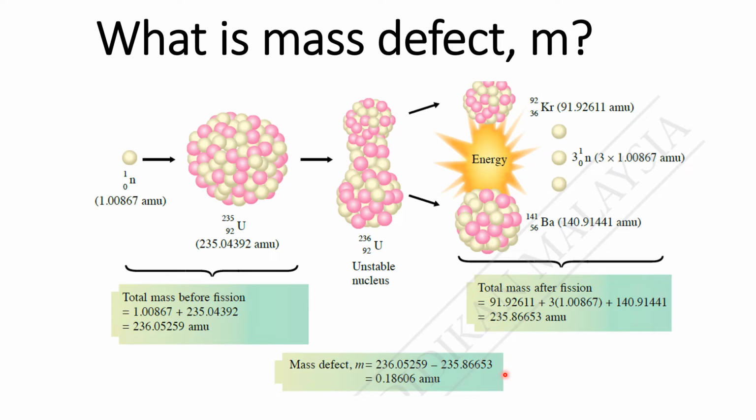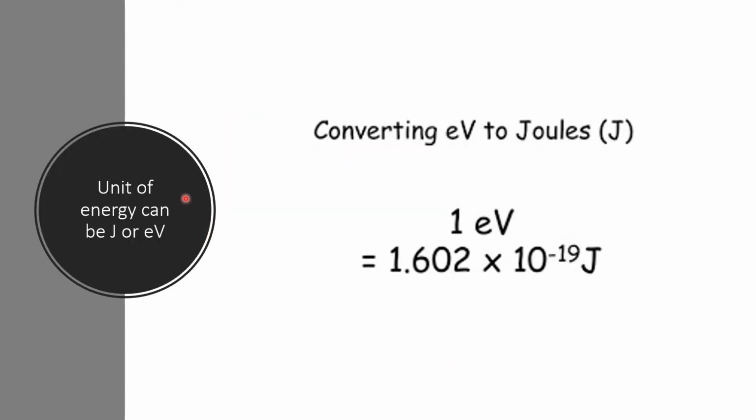When we talk about energy, I also need to introduce you to some common units that we use. For example, we don't really use joule to measure energy. Sometimes we use electron volt. 1 electron volt is equal to 1.602 times 10 power negative 19 joule. So what I want to tell you here is we might not really use joule to measure energy because sometimes we prefer to use electron volt.